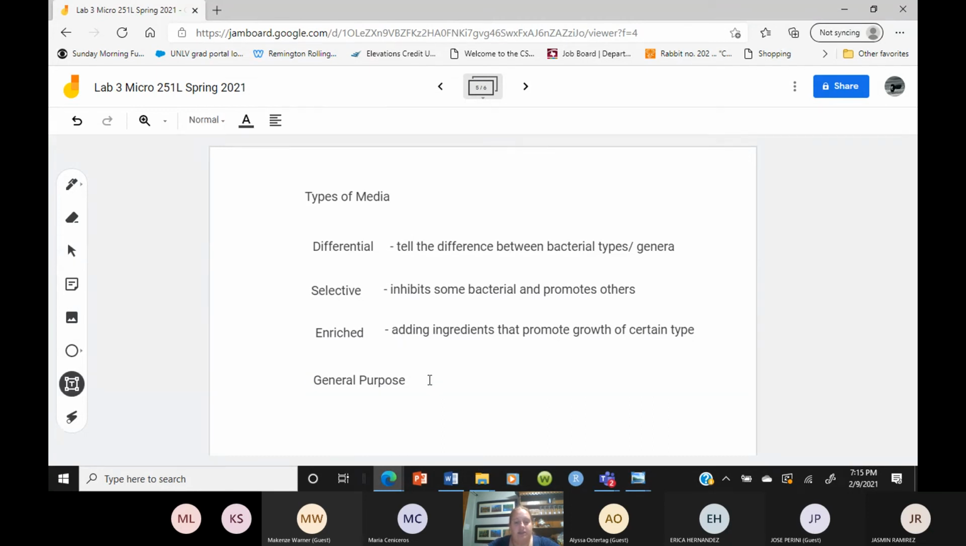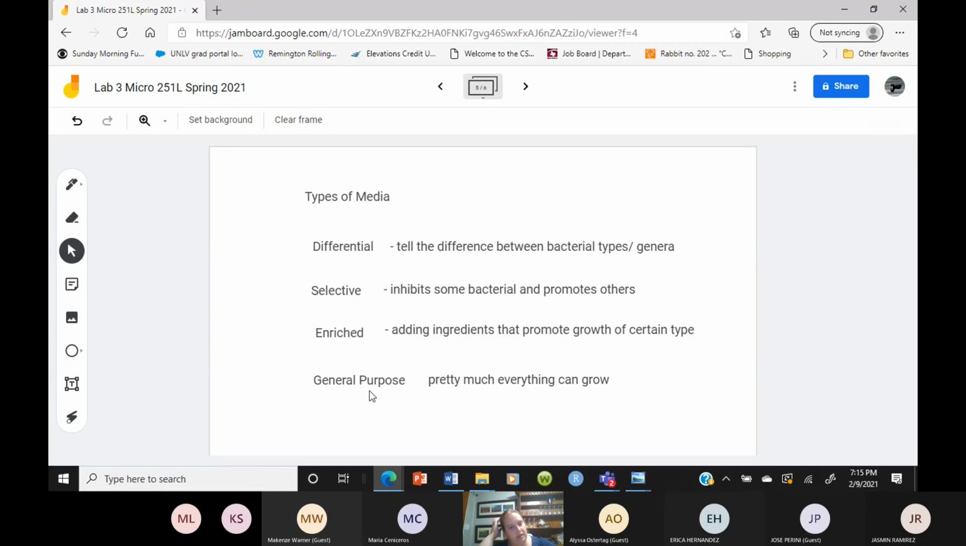And the last one here, pretty self-explanatory, is general purpose. Pretty much everything grows on these plates. And that's just if you're taking an environmental sample and you want to see if there's anything present, you might use a general purpose media.